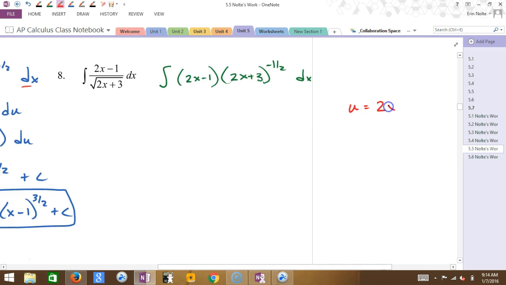2x plus 3. It'll always be the piece that's in parentheses with an exponent. So you can use this rule anytime you have a quantity with an exponent. Okay, what do I do next? Solve for the x.